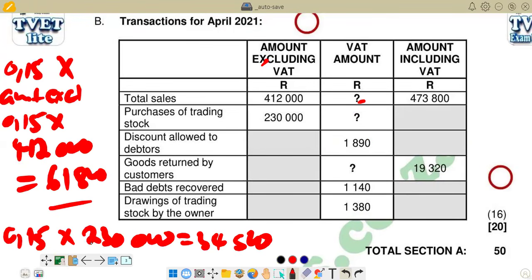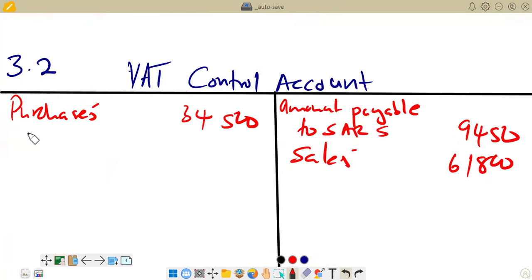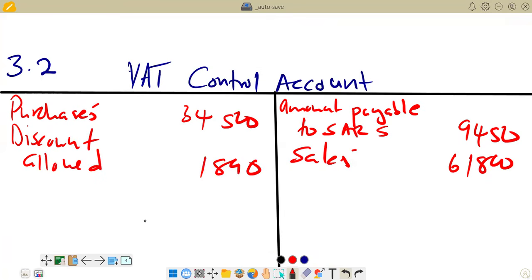Then on the next element that we have on the table, we've got discount allowed to debtors. Remember what we said? If we are having discounts, check on the movement of money. When discount is allowed, we are giving discount to our debtors. We are supposed to receive that money, but we are giving it back to our debtor, so it's a movement out. When we have a movement out, we put it under VAT input. So this 1,890, which is the VAT component, is going under VAT input. So we go to the debit side of the VAT control account and say discount allowed, and it's 1,890.